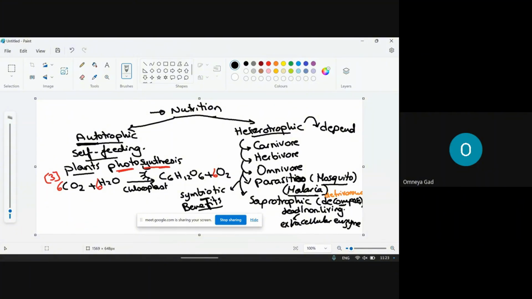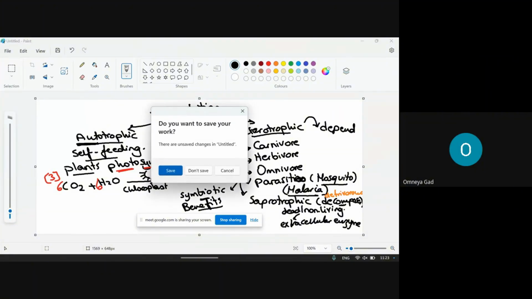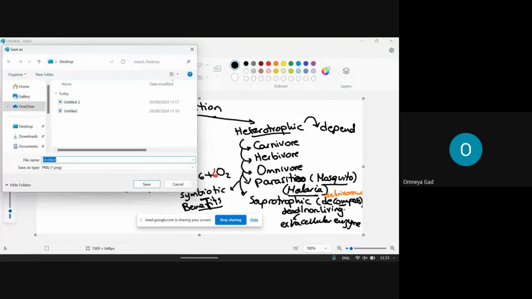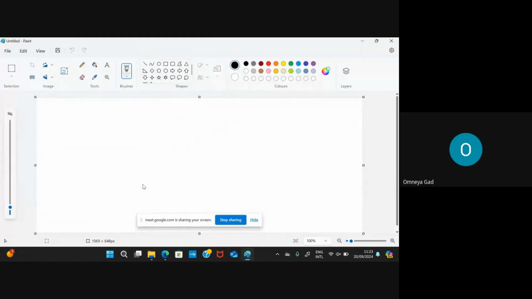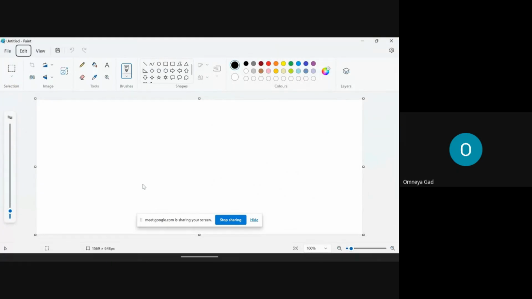Fine. So this is the introduction for the biology in general. Of course, every one of these things, we're going to take them in full details in a separate topic while we are moving through the curriculum. But for now, let us move, okay, to our curriculum in details.